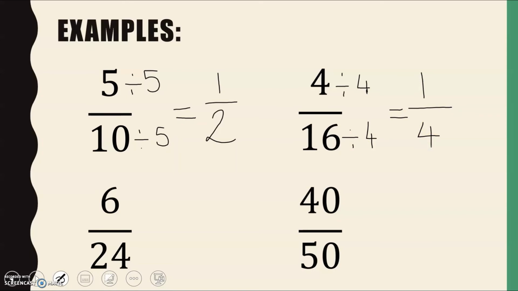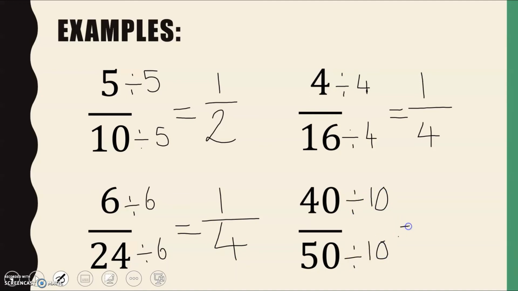6 and 24 are both in my 6 times table. So I'm going to divide the top and the bottom by 6 there to give me 1/4. Is that going to be 4? And then 40/50, well, they both end in a 0, so they're both in my 10 times table. So 40 divided by 10 is 4, and 50 divided by 10 is 5, to give me 4/5.